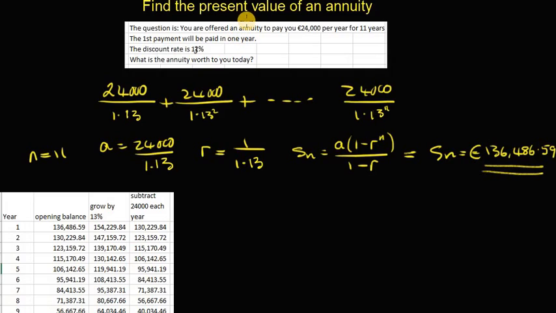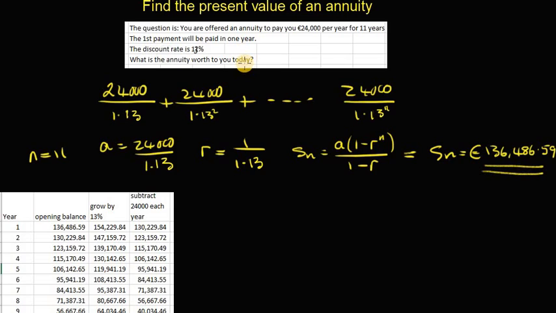This video is about finding the present value of an annuity. The question says you're offered an annuity that's going to pay you €24,000 per year for 11 years. The first payment will happen at the end of 1 year. The discount rate or the investment rate is 13%. And what's the annuity worth to you today?